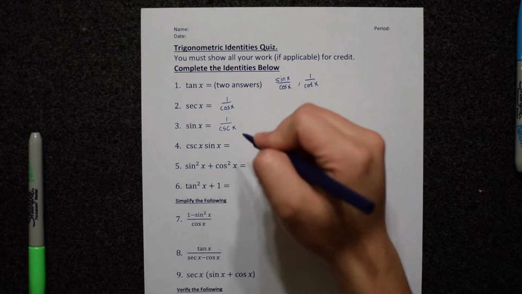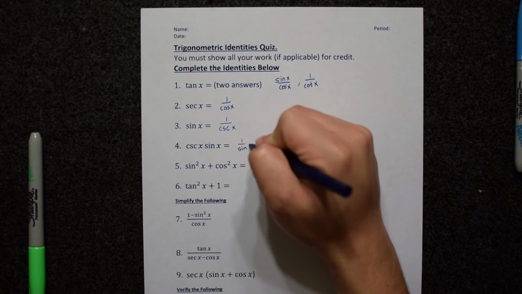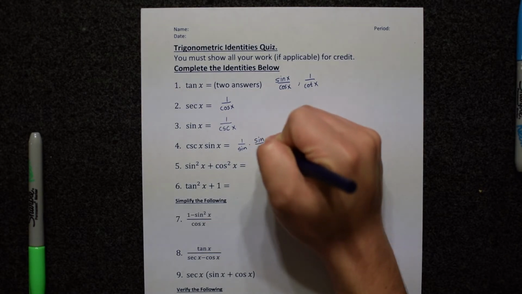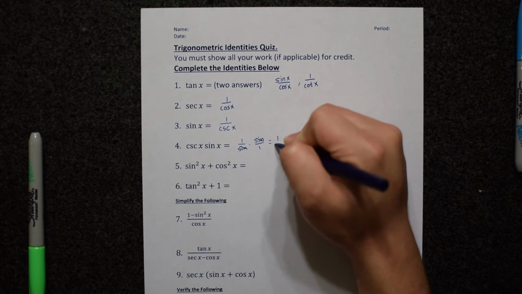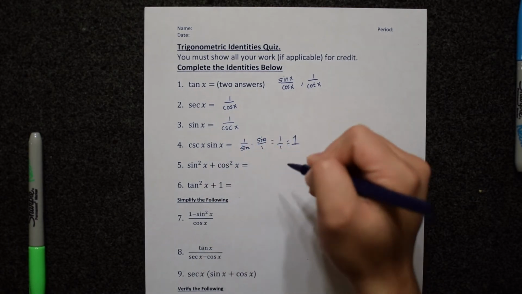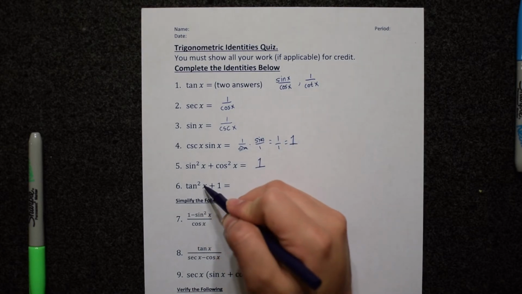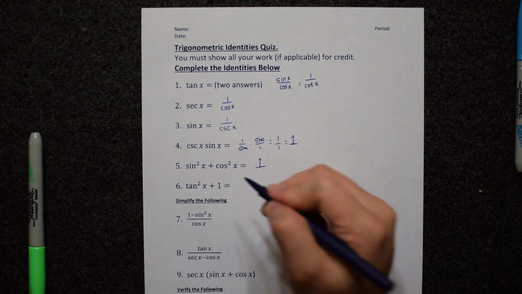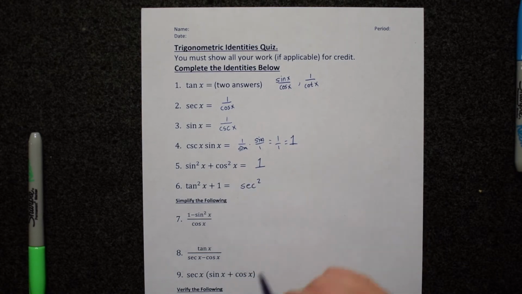Cosecant times sine is basically 1 over sine times sine over 1, which once you cancel out the sines, this is just equal to 1 over 1, or just 1. Sine squared plus cosine squared is equal to just 1. And tangent squared of x plus 1 is equal to secant squared.